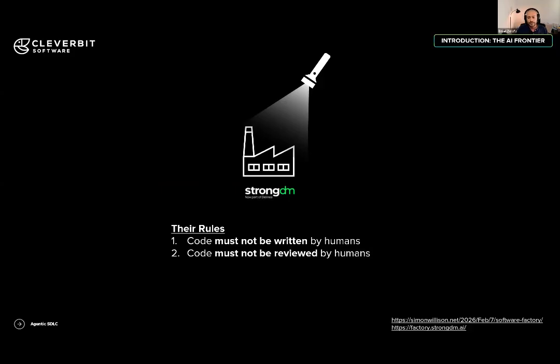Now, an even more extreme example is StrongDM. StrongDM is a small company. It's a 3-man team, and they do security software, which is even more interesting. And they probably popularized the first implementation of a dark factory. So they have these two rules: humans can't write code, and humans cannot review code, which is what makes it a dark factory. So they write everything in plain English. They write the specifications, and they also write the tests in plain English.